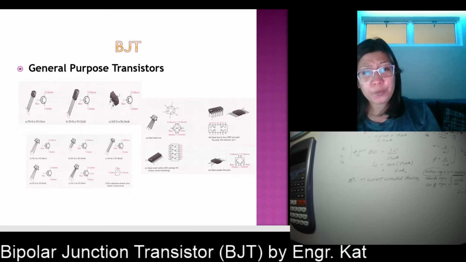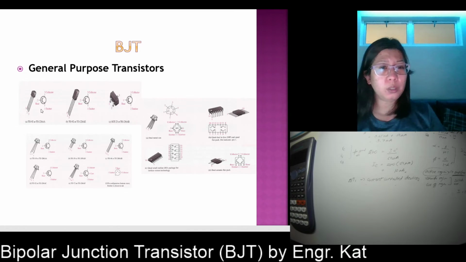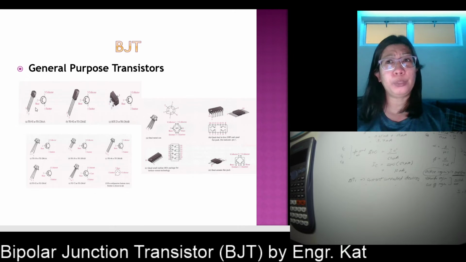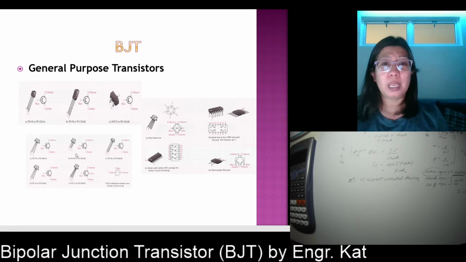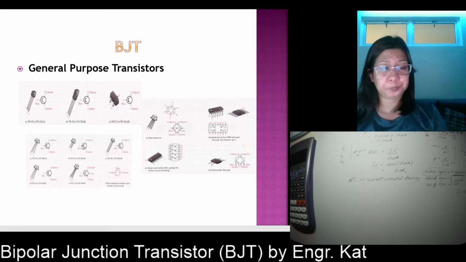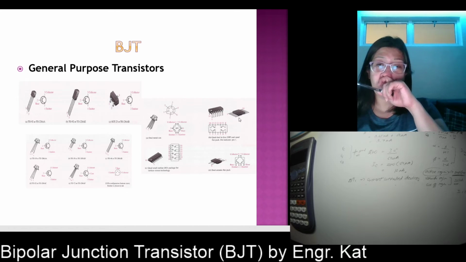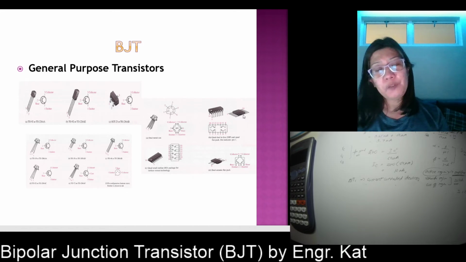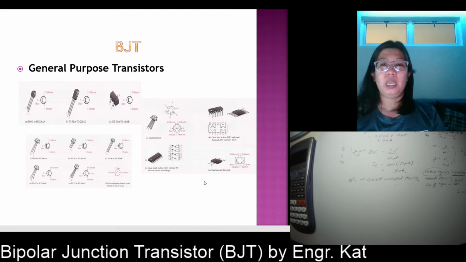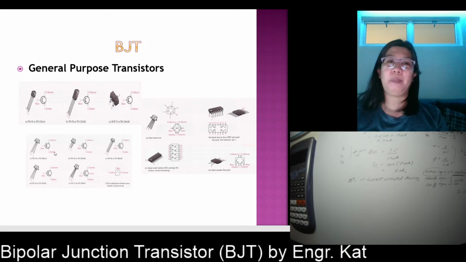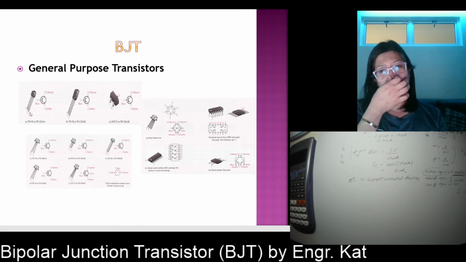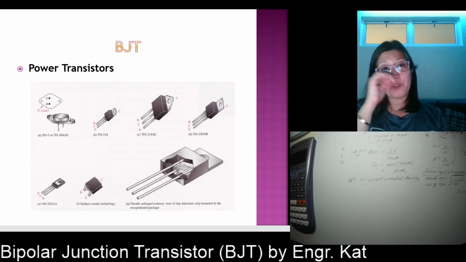So these are some figures. These are the usual transistors that we're going to see in the laboratory. We're going to perform experiments using these. And then we have what we call the top hat, and some transistors already in the form of an integrated circuit. So we have here your flat pack transistors, the dual inline package, the top hat package, and then your general purpose transistors.